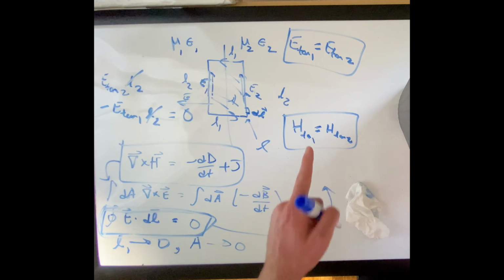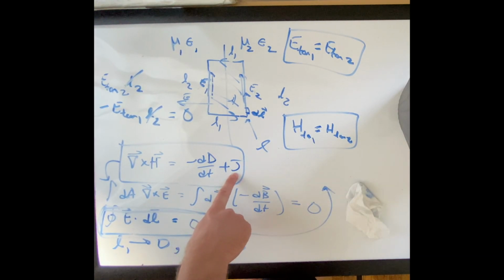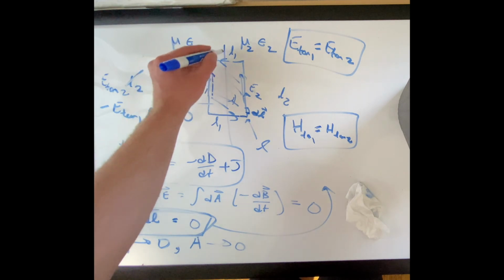This is exactly identical for H. The only thing we have to worry about is that there's another term here called the current density. When we integrate the current density over the area, we get the current flowing along the surface.